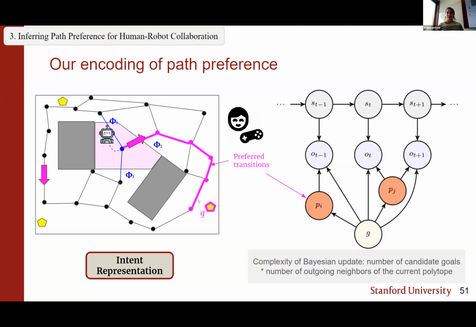There are ways that we can model this by tracing links between these adjacent polytopes, which is what we do in practice in our experiments. This does not significantly break the complexity of the Bayesian update, but we can trace these lines between the neighbors if we want a more complex model for the human.